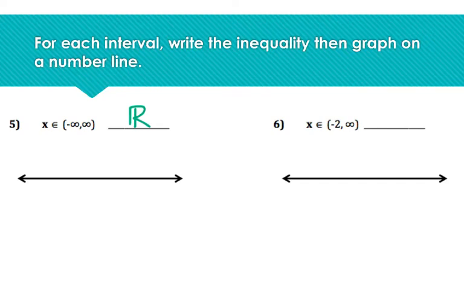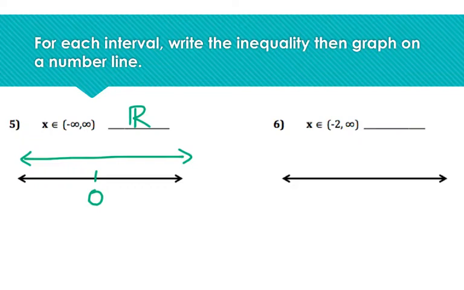To graph it, we're just going to mark a point on the line to give us some perspective. So here's 0. But our line goes in both directions forever. Negative infinity to the left and positive infinity to the right.